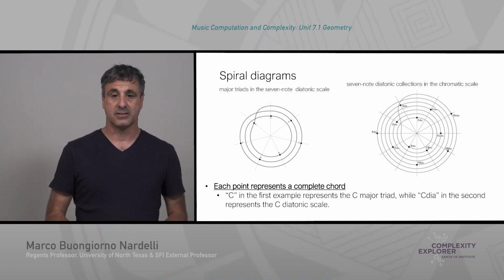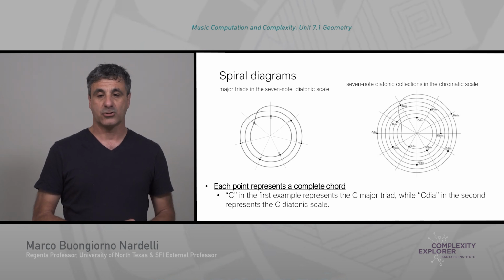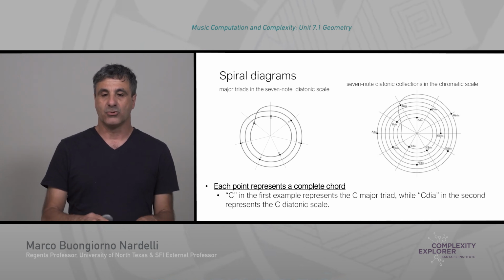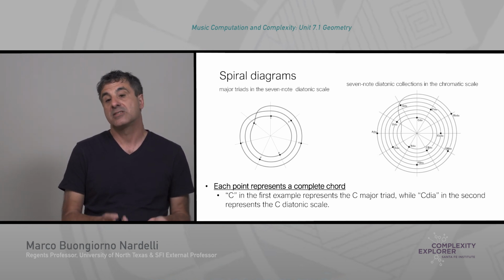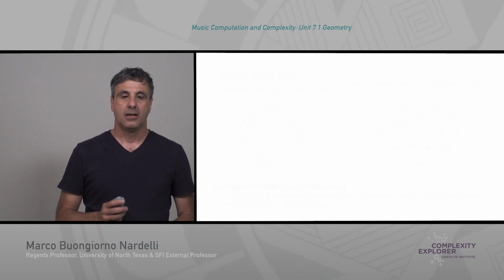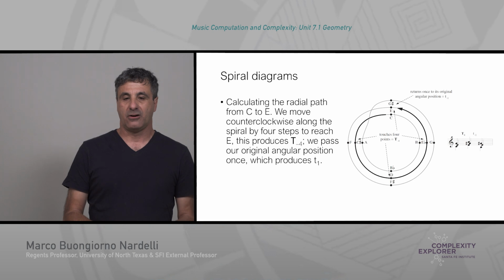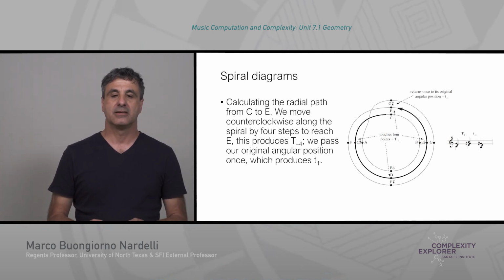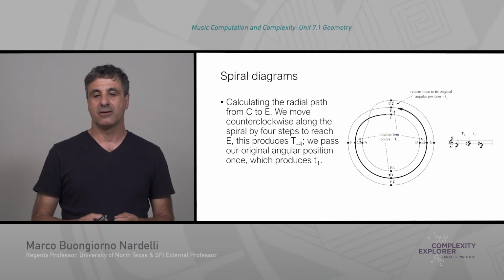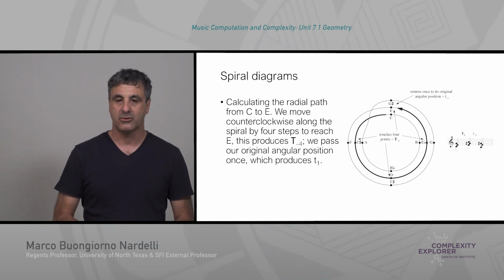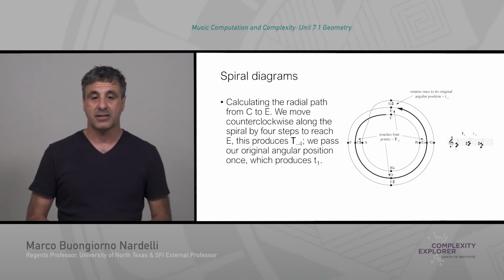So on the right, for instance, we have the collection of all the possible diatonic scales of 7 pitches embedded into the structure of the chromatic scale. So now we have 7 loops and 12 sections. Now, the usefulness of these kinds of diagrams is that they allow us to calculate all the possible voice leading that exist within the collection of chords onto that scale. And this, again, can be done geometrically.